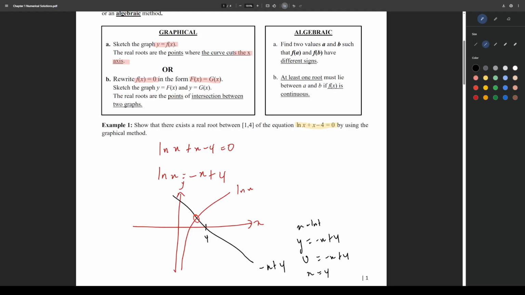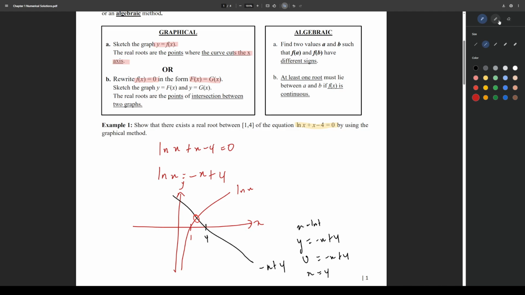So x intercept dekat 4, so kamu tahu 4 kat situ. 1, kamu tahu 1 di mana? Daripada ln x, kamu tahu ln x paling basic property dia intercept dekat 1 kan. So kamu nampak intersection tu between 1 and 4. Okay, so sini kata dah show dah lah, by using the graphical method. Okay, so that is for graphical method. Okay, sini kamu kena pandai sketch lah. So kita cari function yang senang nak sketch lah, baru kamu guna graphical method.